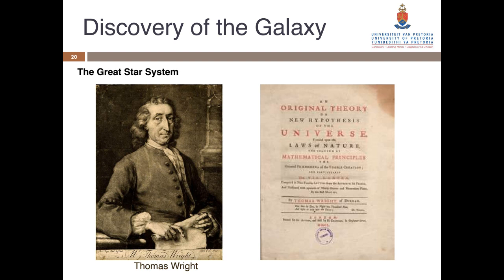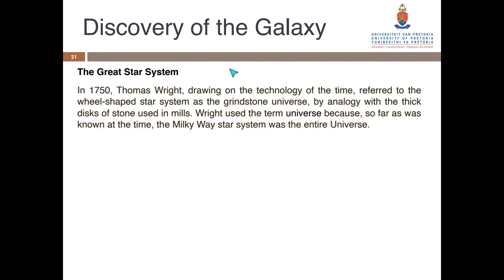So Thomas Wright published this book, The Original Theory, or New Hypothesis of the Universe, founded upon the laws of nature and mathematical principles. In 1750, Thomas Wright, drawing on the technology of the time, referred to the wheel-shaped star system as the grindstone universe, by analogy with the thick disk of stone used in mills. Wright used the term universe because, so far as was known at the time, the Milky Way star system was the entire universe.